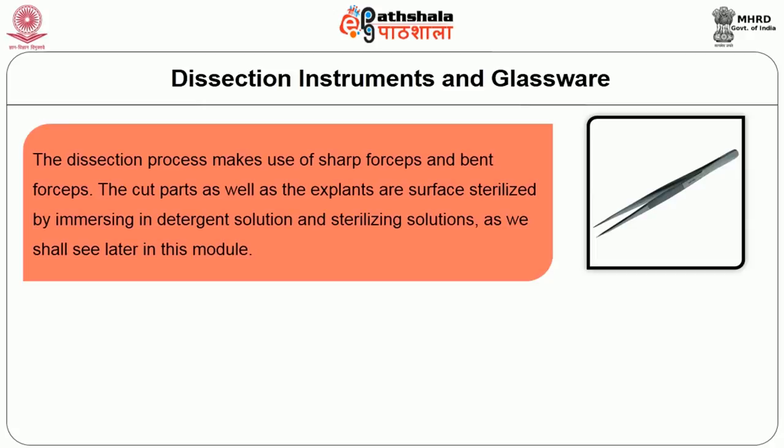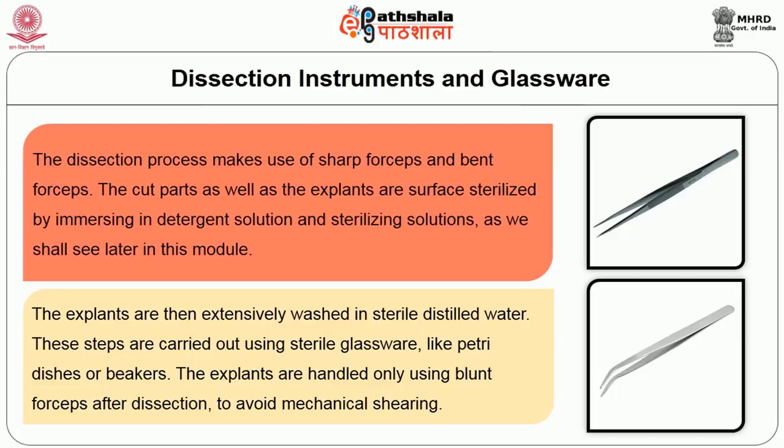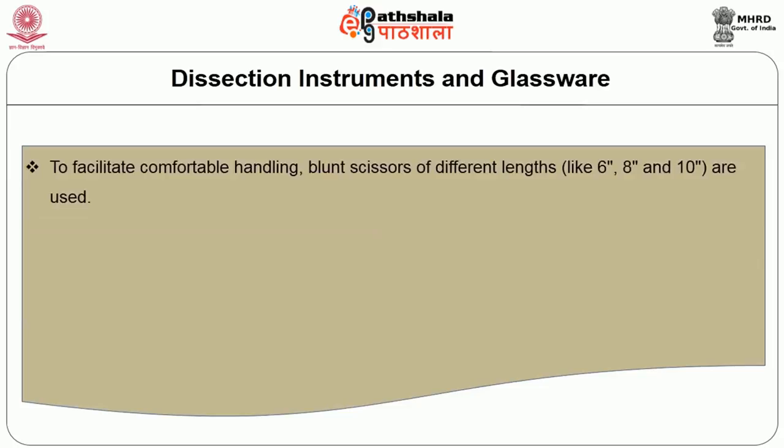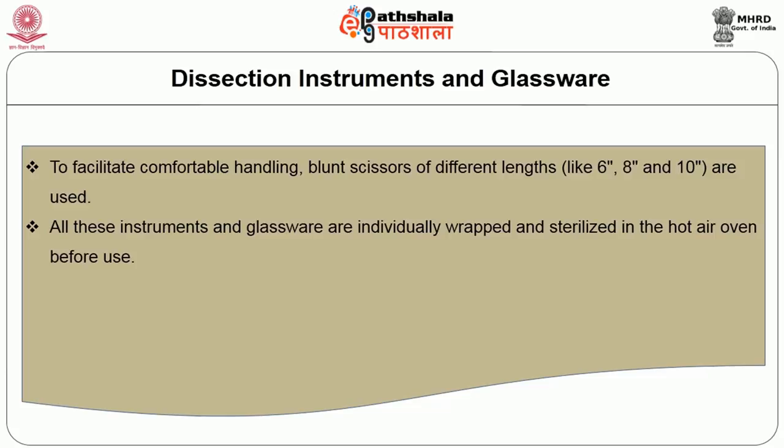The explants are then extensively washed in sterile distilled water, and these steps are carried out using sterile glassware like petri dishes or beakers. The explants are handled only using blunt forceps after dissection to avoid mechanical shearing. To facilitate comfortable handling, blunt forceps of different lengths like 6 inches, 8 inches and 10 inches are used. All these instruments and glassware are individually wrapped and sterilized in the hot air oven before use.